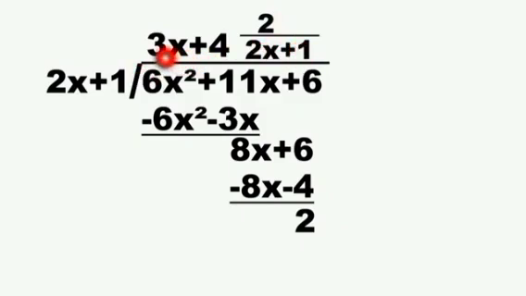So the answer of dividing 6x squared plus 11x plus 6 by 2x plus 1 is equal to 3x plus 4 and 2 over 2x plus 1. That is how the remainder is written.